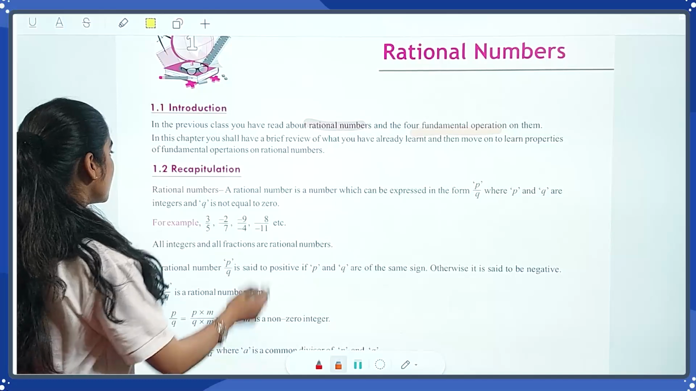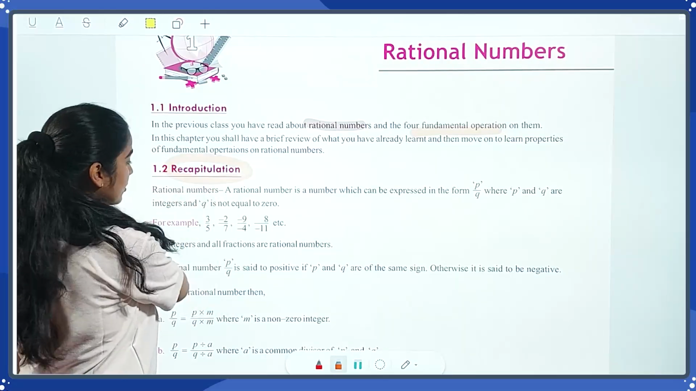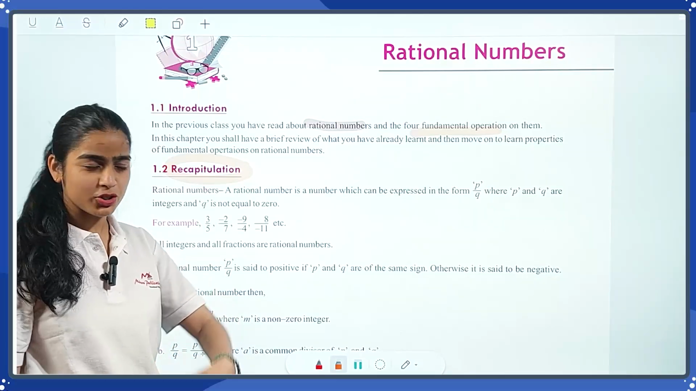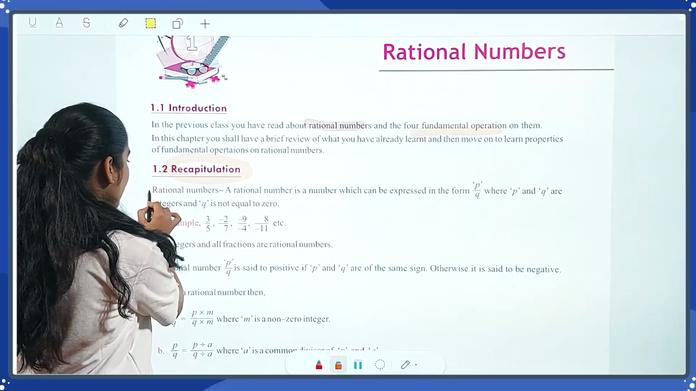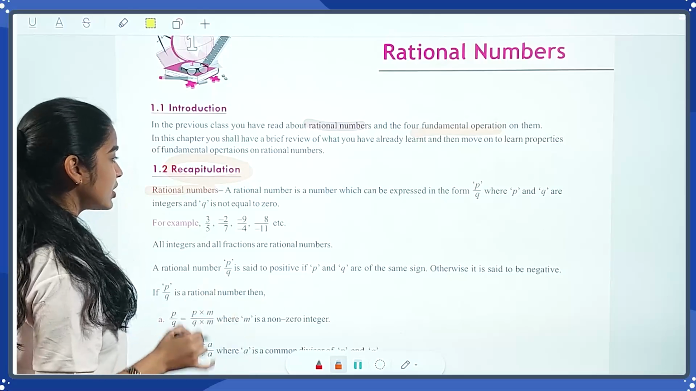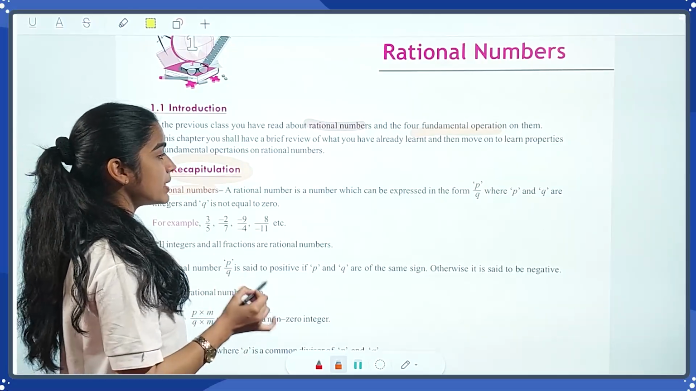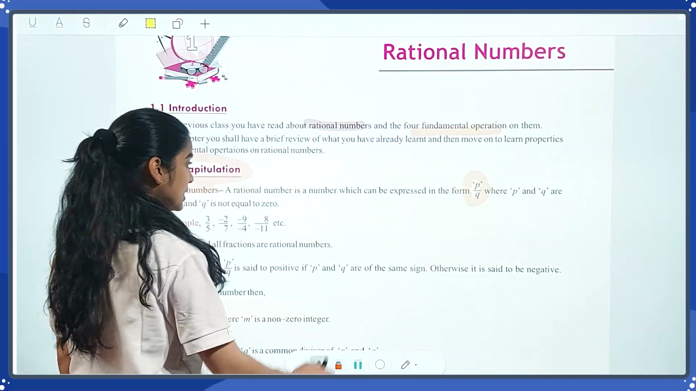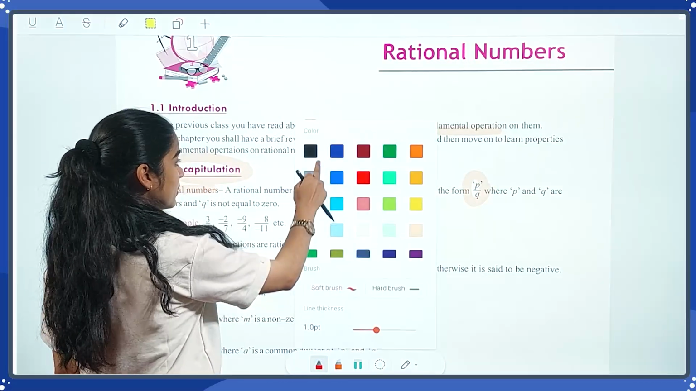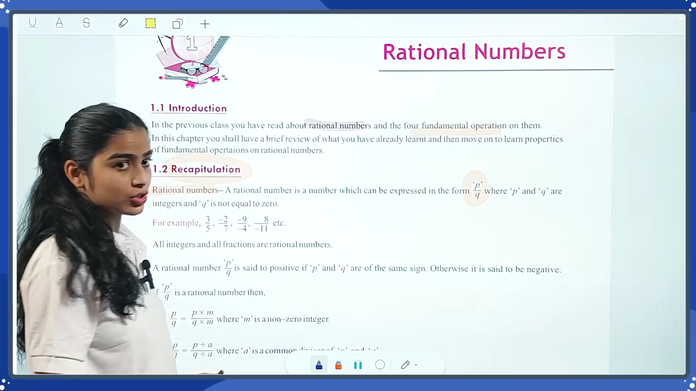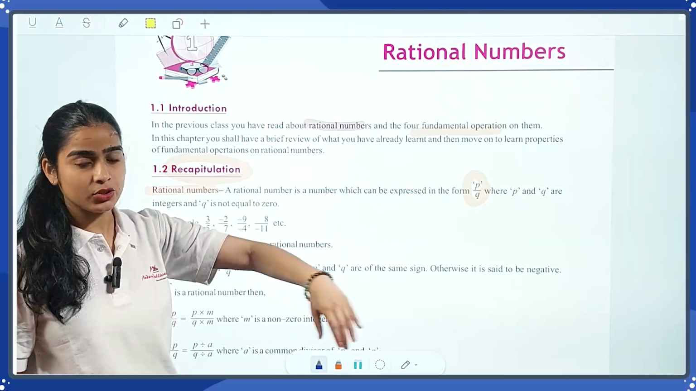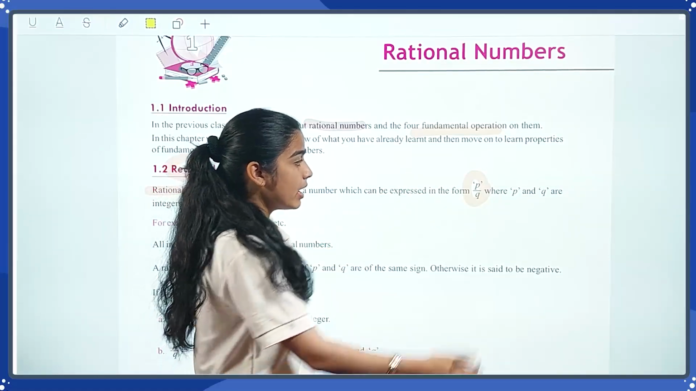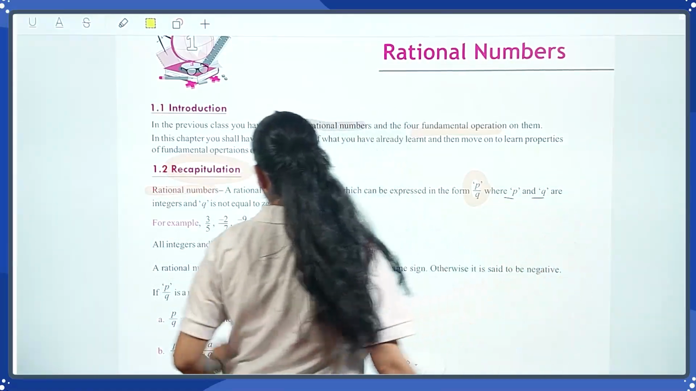So, the first one is recapitulation. Recapitulation means we have to revise our previous knowledge, brush up a little bit. So, rational numbers. A rational number is a number which can be expressed in the P by Q form. What do we mean by P by Q form? The way we represent numbers as a fraction, with a numerator and a denominator, the same is referred to as P by Q, where P and Q are integers.